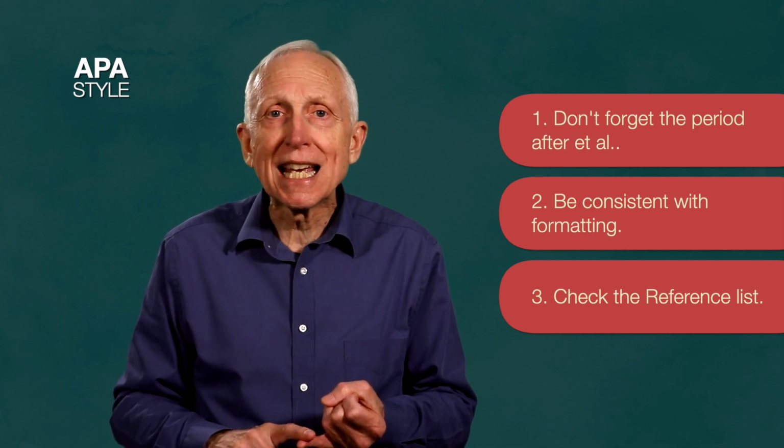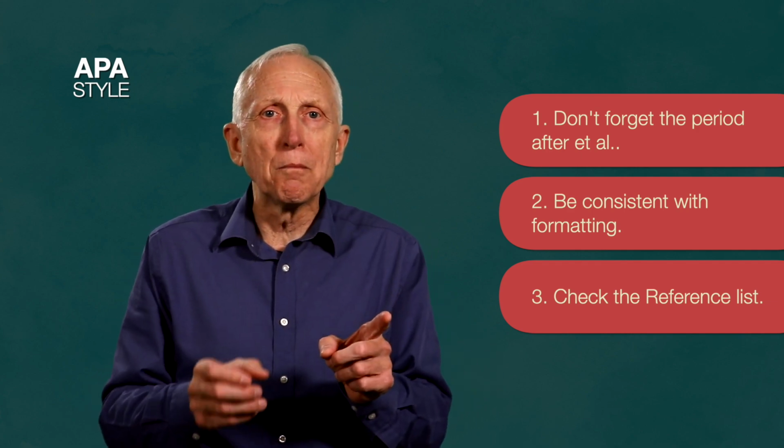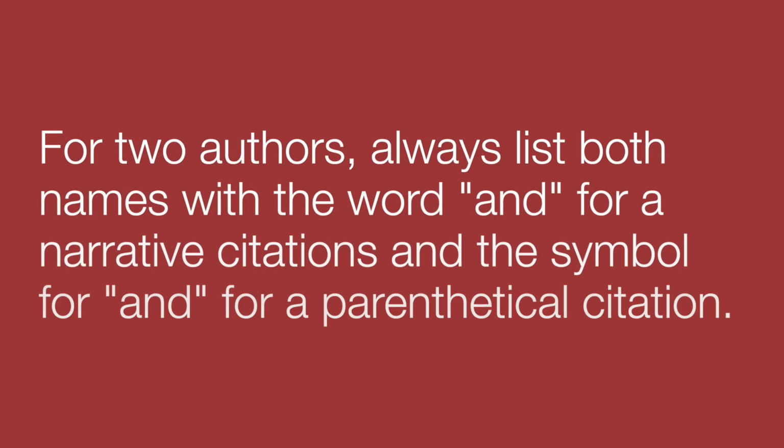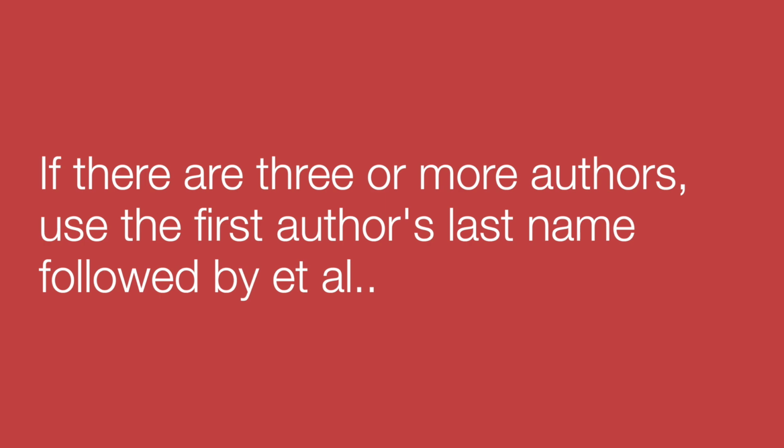While in-text citations are short, your reference list at the end of your paper must include the details of all the authors. So remember, if there are two authors, always list both names with the word "and" for a narrative citation or the symbol for "and" if it's a parenthetical citation. If there are three or more authors, use the first author's last name followed by et al. And always use correct punctuation.